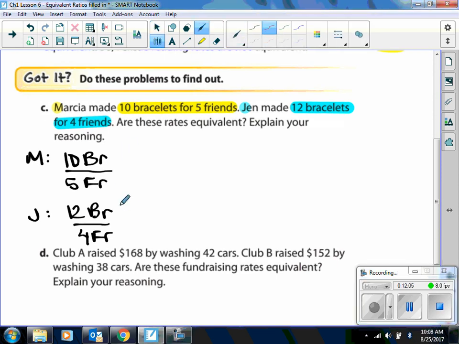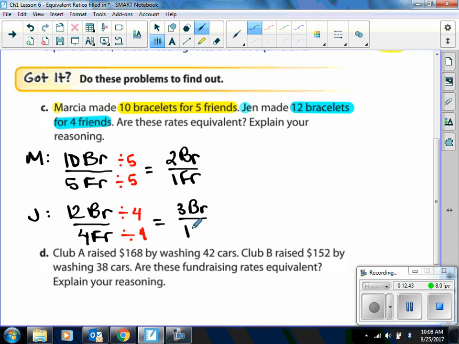So we're going to divide both of them by the denominator. So we'll divide by 5 for Marcia. And what is my unit rate going to be? 2 bracelets for 1. Very good. So we're going to have 2 bracelets for every 1 friend. And then down for Jen, we're going to divide by 4. Very good. And our unit rate will be? 3 bracelets for 1 friend. Very good. So each one of her friends will get 3 bracelets. Does everybody see that? So, are my rates equivalent? No, they are not equivalent. So that means the unit rates are not equivalent, so the original rates are also not equivalent.